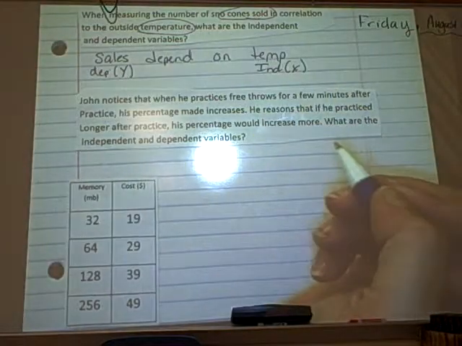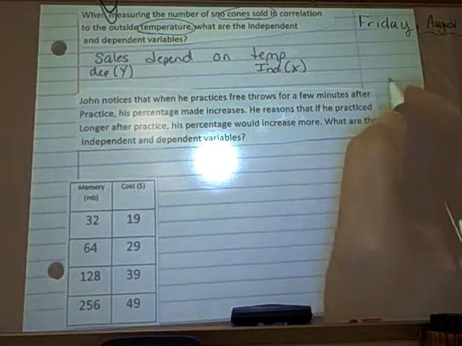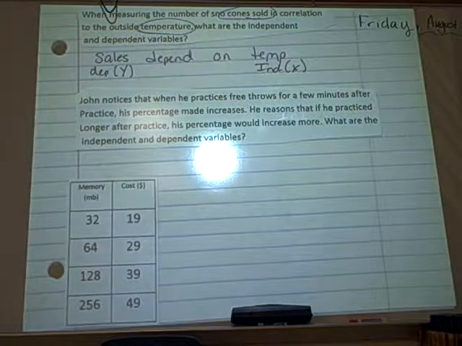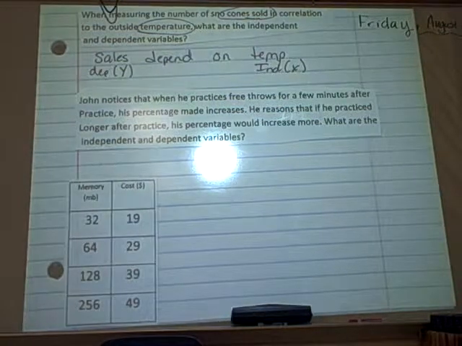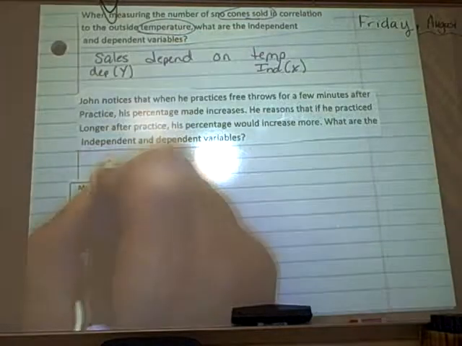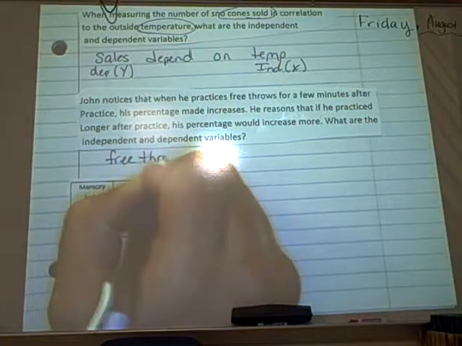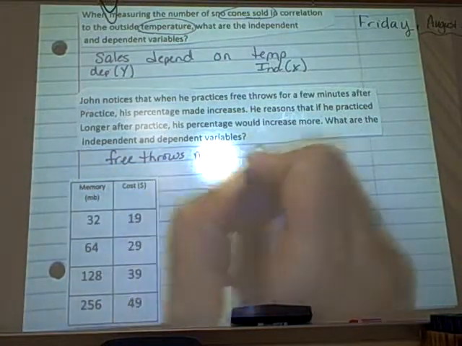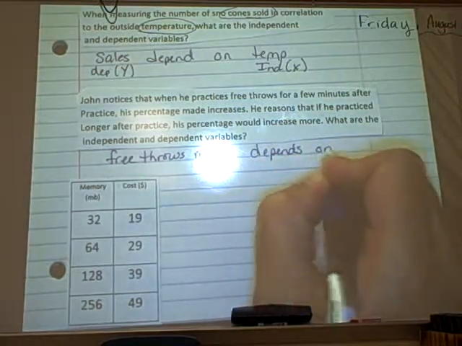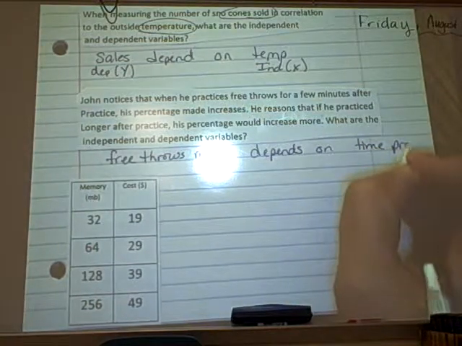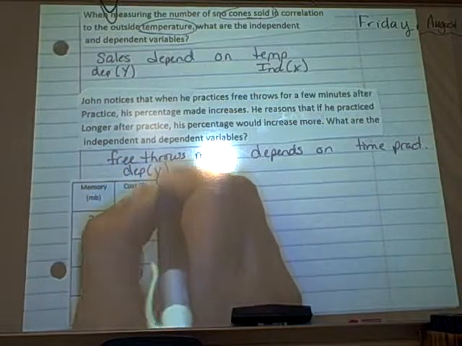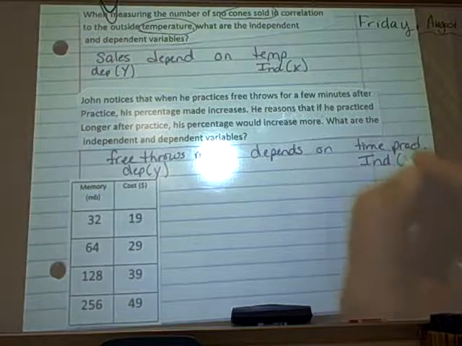So, let's see, time practiced and free throws. So blank depends on blank. Does the time practiced depend on how many free throws he makes? Or does the number of free throws he makes depend on how much time he practices? The number of free throws. Okay, so free throws made, and I think these exact questions are on your homework, depends on time practiced. So this is dependent, Y. This is independent, X.